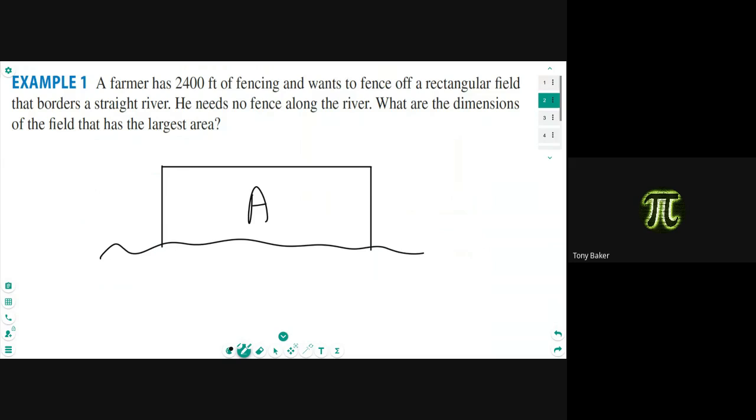So the area of a rectangle is what? Area is length times width. All right, so what do we got? I know my perimeter. So we'll say that's width, and length. So that means 2,400 equals L plus 2W.